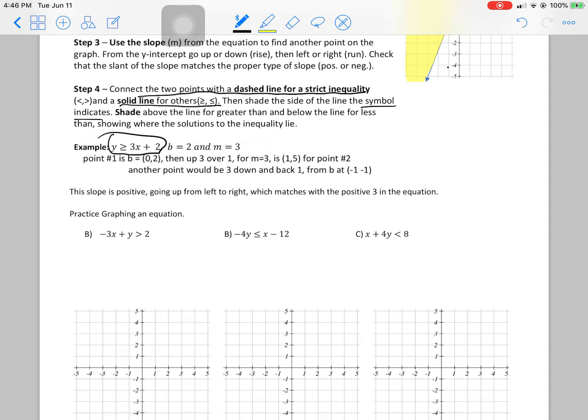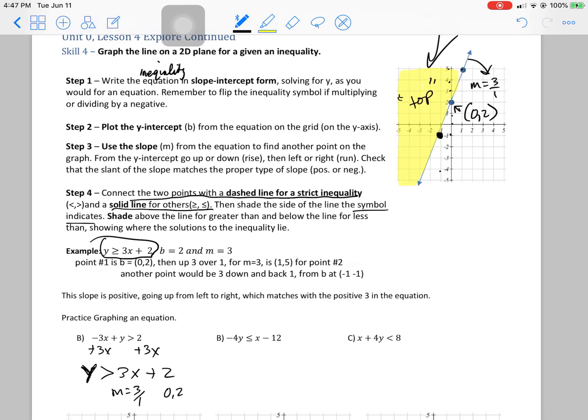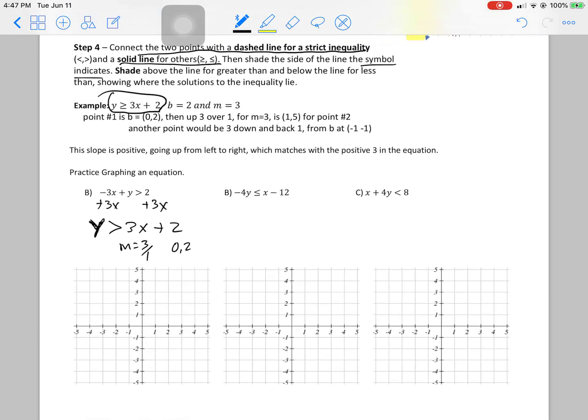Let's try these ones at the bottom. Step 1, put them in slope-intercept form. So that means move this over here. Y is greater than, I didn't divide by anything, so we're keeping it as a greater than. 3x, move the b over, right? So the slope is 3 over 1, and b is a positive 2. I think that's what we just did. So 0, 2, and then 1, 2, 3, up. 1, 2, 3, down. 1, 2, 3, over.